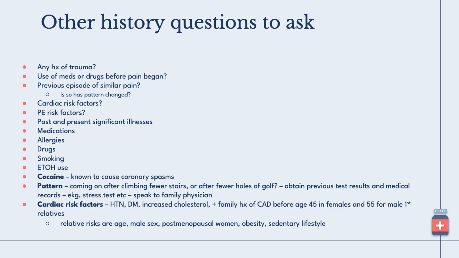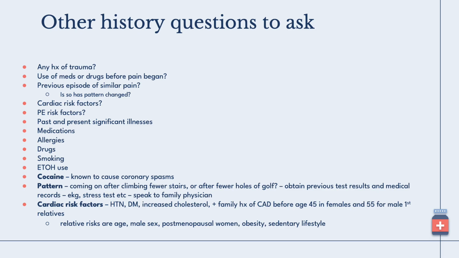Any significant past or present illnesses? What medications are they on? Allergies, drugs, smoking, alcohol use, and then cocaine, I mentioned before. The pattern. So what do we mean by that pattern? So, chest pain coming on after climbing a few stairs, or after a few holes of golf where it previously wasn't a problem.